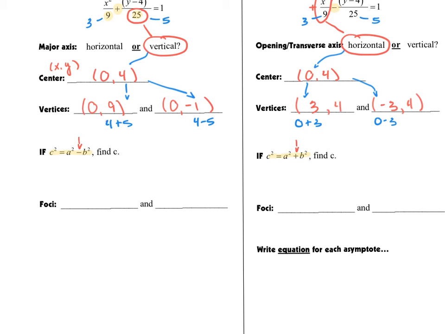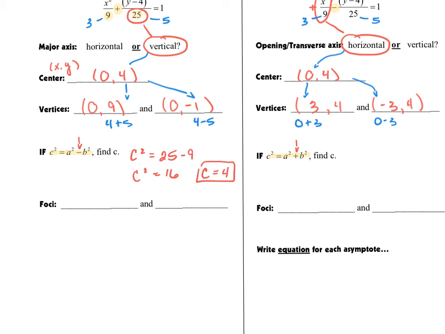So for this problem, to find C, I would have C squared. Now, of course, when we're subtracting, the bigger one would have to come first. So it doesn't matter whether I call it A, but I just know I have to do 25 minus 9. So I have C squared equals 16, or in other words, my C value equals 4. That C value is going to be a distance from the center, and it's going to be along the same line that your vertices are oriented.